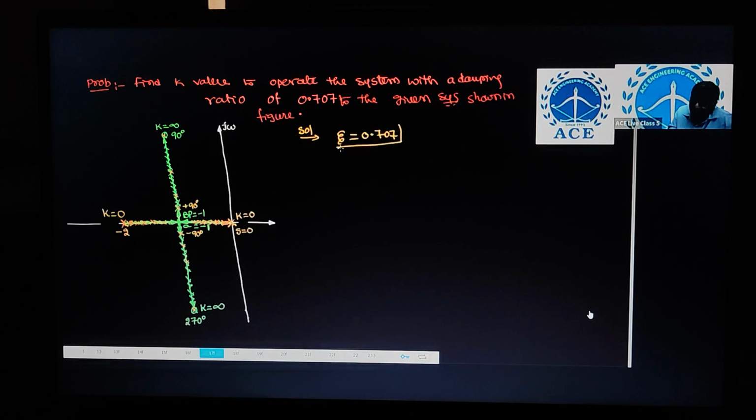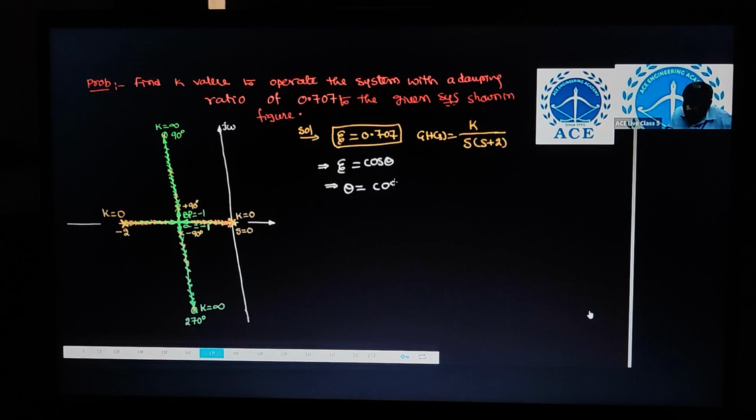So that means we want zeta, how much? 0.707. What is the transfer function? One pole at origin, one pole at -2. That's all. That means K by S into S plus 2. From the root locus diagram we can write GH. Now what you have to do? What is the formula? Theta equal to cos inverse zeta. Remember that? Find the theta value.